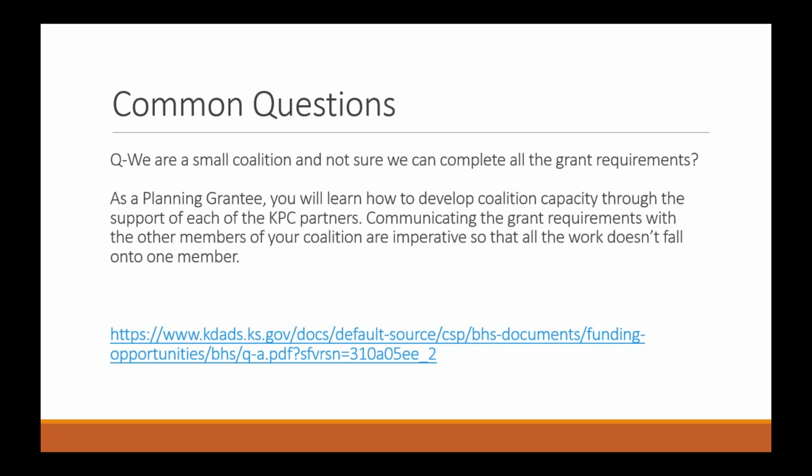So again, just one of the other more common questions that we get: we're a small coalition and we're not sure we can complete all the grant requirements. And so through the planning grant, one of the things that we will help you with, as I mentioned, is to develop that coalition capacity. We know that one person doing all the work does not make you a successful coalition, and it does require the work of other people. So sometimes that's easier said than done, but that's one of the things that through this planning grant we will help you with.